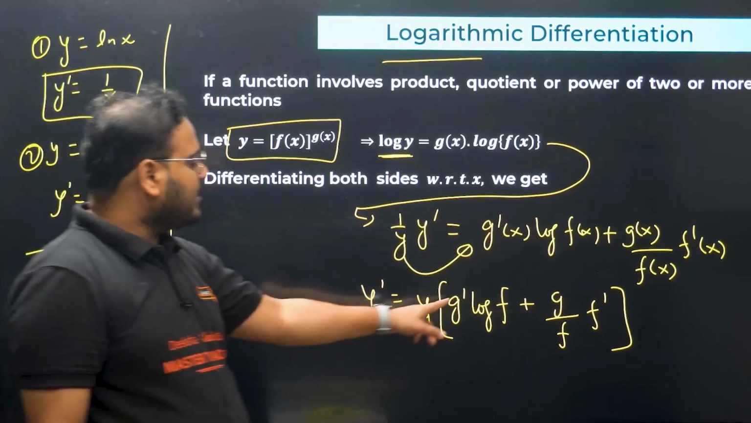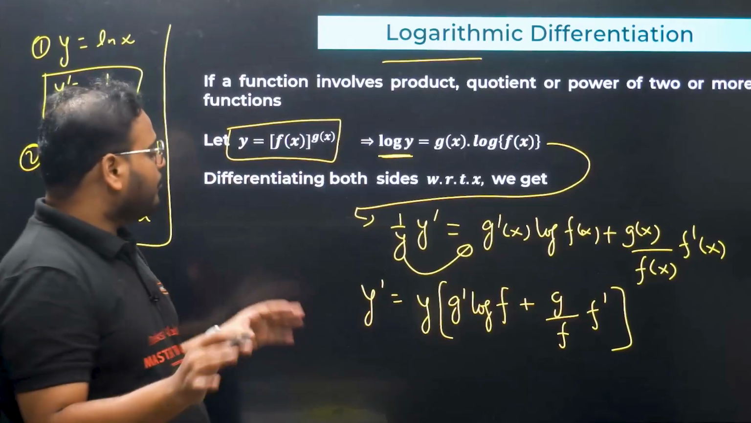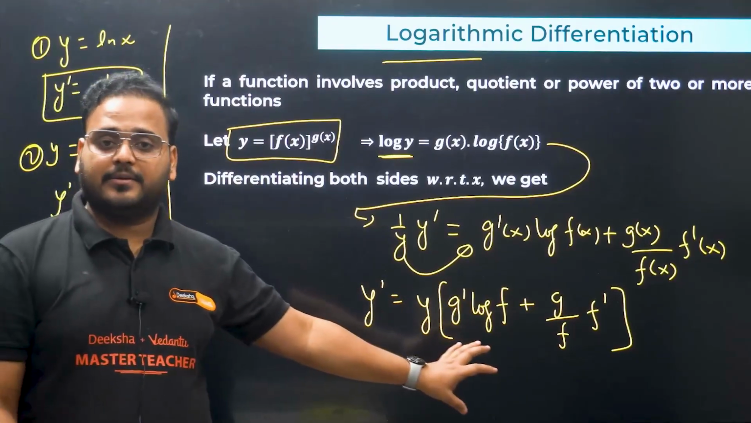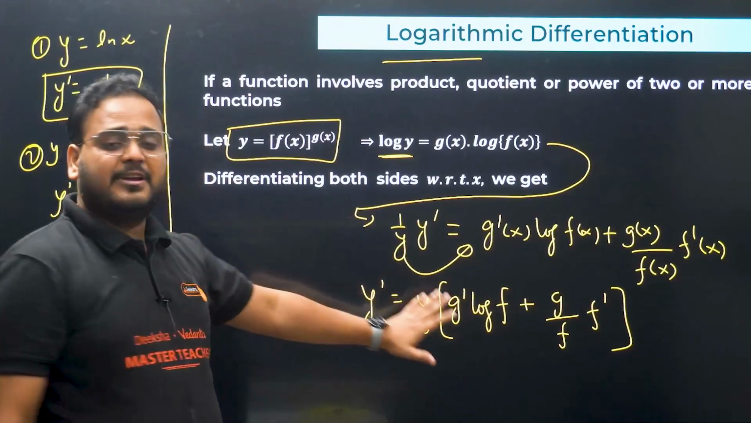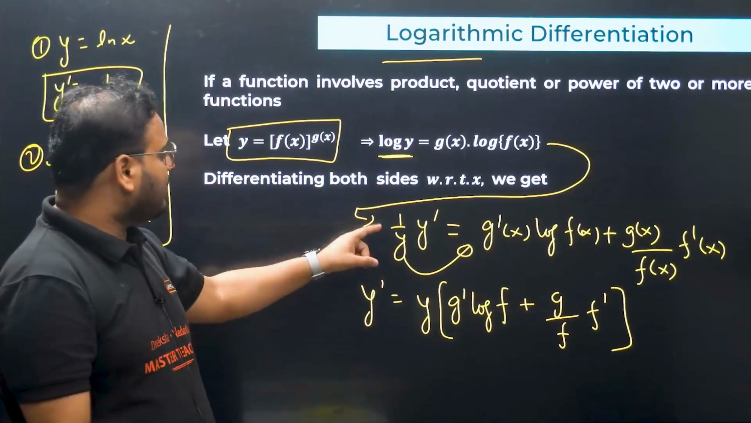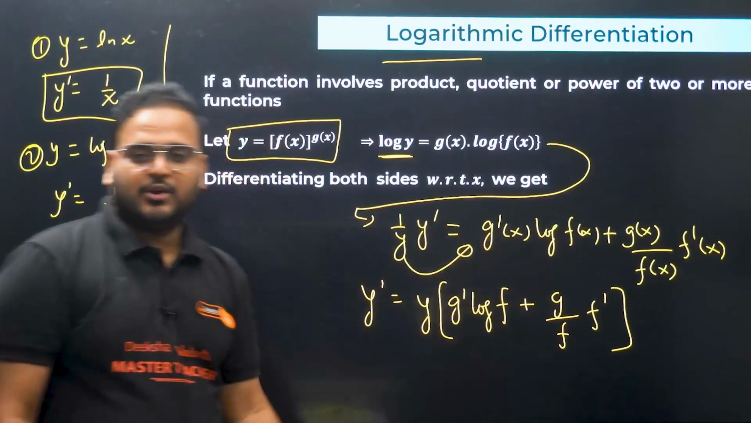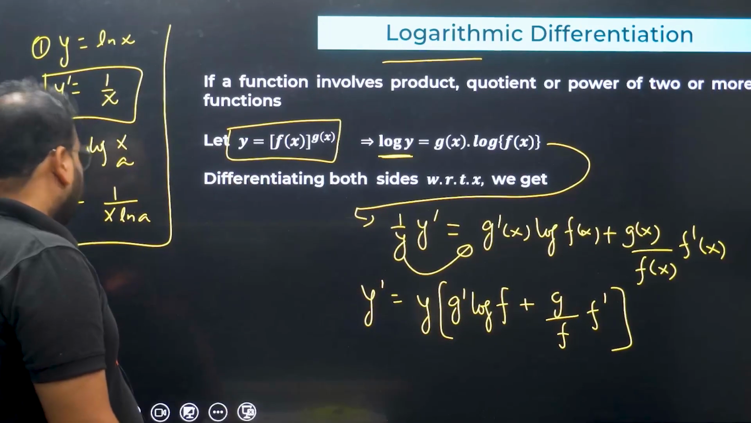y dash equals y times (g dash log f plus g by f f dash). Some of you might find this question complicated, but do not worry, when I take an example this will become very, very simple. Right now understand, I'm not using anything other than the formula for the derivative of log, and the product and chain rule. Let's move on. This is differentiation of logarithmic form.